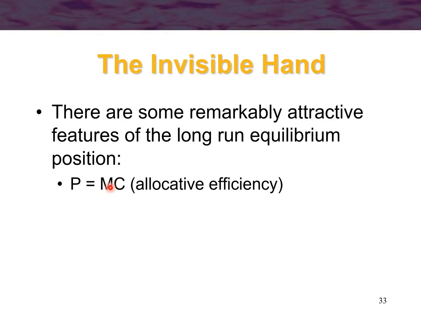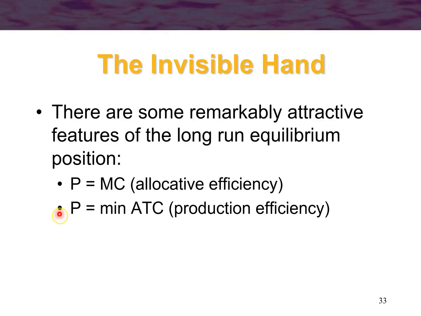Another long run outcome is price is equal to minimum average total cost. Now, this is an example of productive efficiency because when price is equal to minimum average total cost, that means you're producing a rate of output that has the least cost on average, which means it's using the least amount of resources, and that's productively efficient.